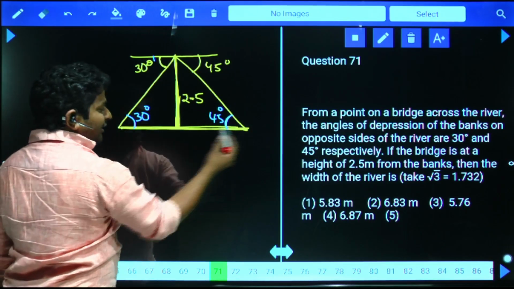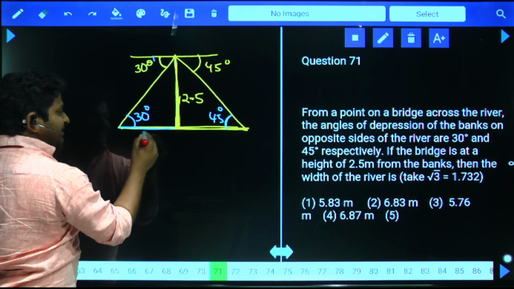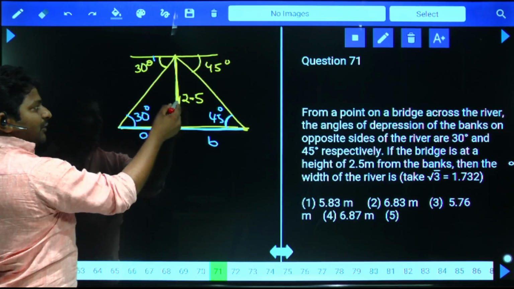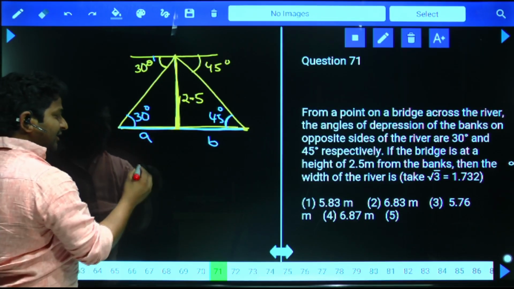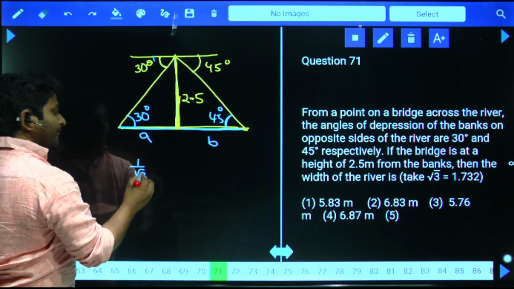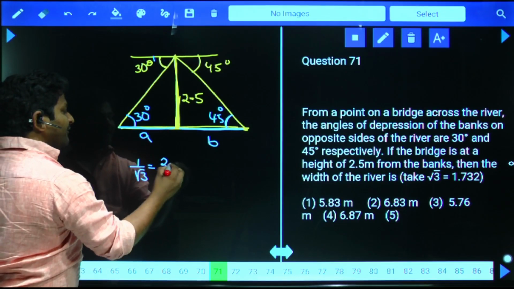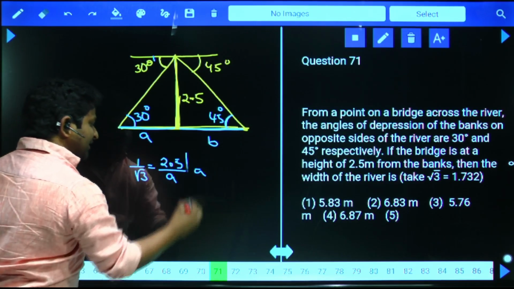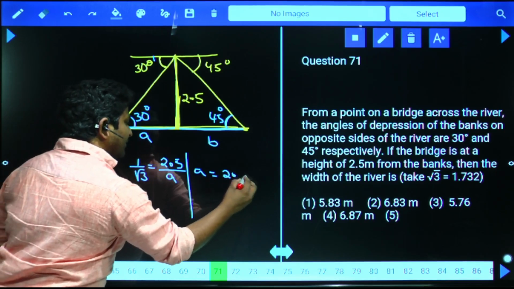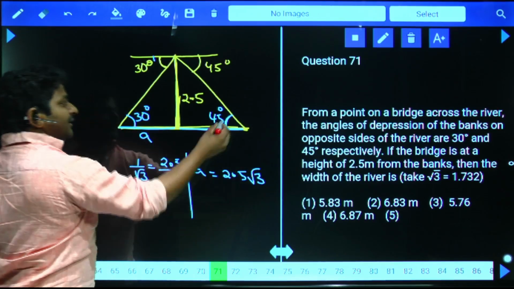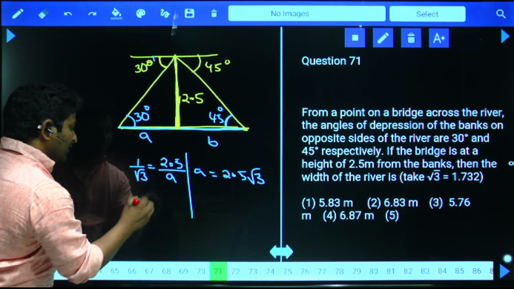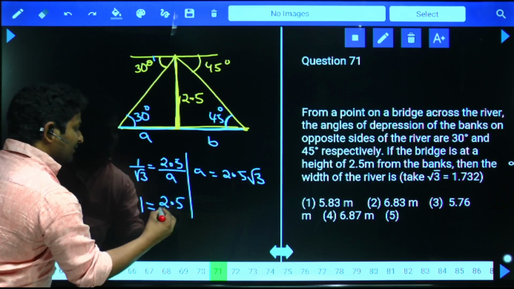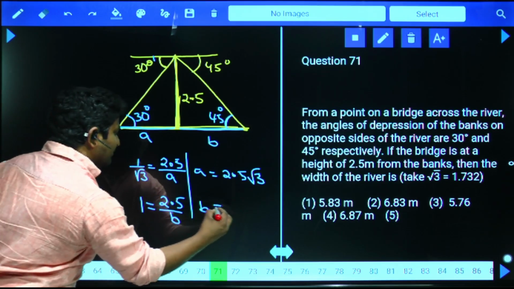Now if you want to calculate the width of the river, let me treat this as A and this as B. Tan 30 degrees is equal to opposite side by adjacent side. Tan 30, that is equal to 1 by root 3, is equal to 2.5 divided by A. From this, A is equal to 2.5 into root 3. Then tan 45 degrees, that is equal to 1. 1 is equal to opposite side by adjacent side, that is equal to 2.5 divided by B. From this, B is equal to 2.5.